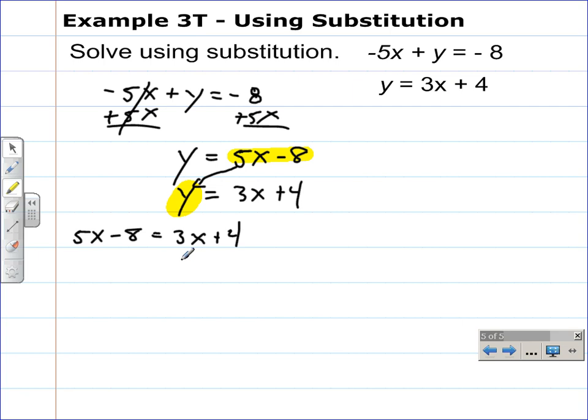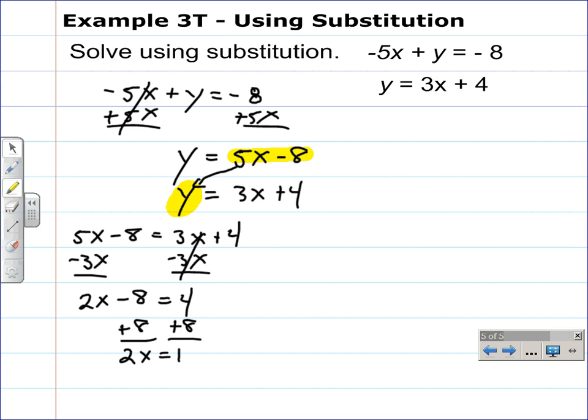To solve this equation, we subtract 3x from both sides because variables are on opposite sides of the equal sign. The 3x's on the right cancel out, leaving us with 4. On the left-hand side, 5x take away 3x is 2x. Bring down the minus 8. Next, I add 8 to both sides, giving 2x is equal to 12. Then I divide each side by 2 to give the x-coordinate to be 6.